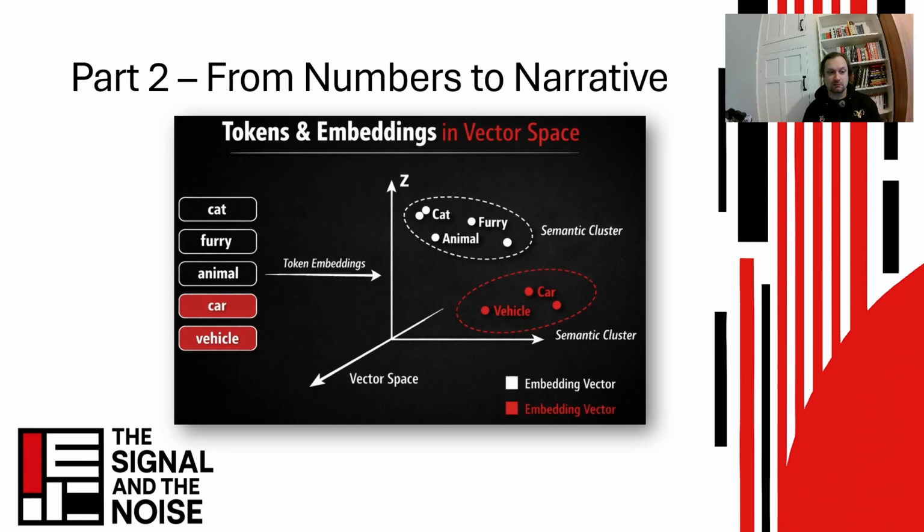Here's a larger visualization of semantic clustering. So your token embeddings go into your vector space, and then you have various semantic clusters. So cat, furry, and animal might be close together because they're all generally related, whereas car and vehicle will also be closer together, but they'll be further away from cat, animal, and furry, and they can be clustered as well.